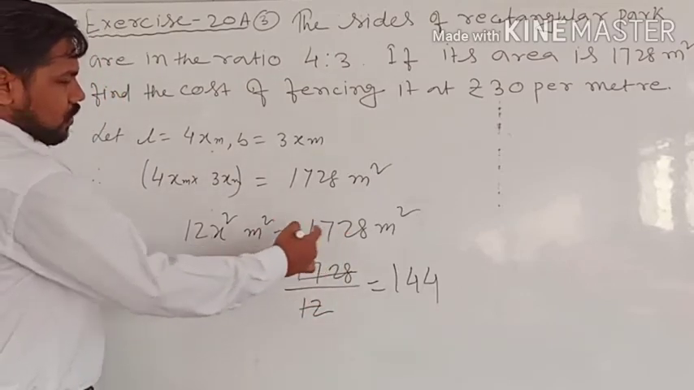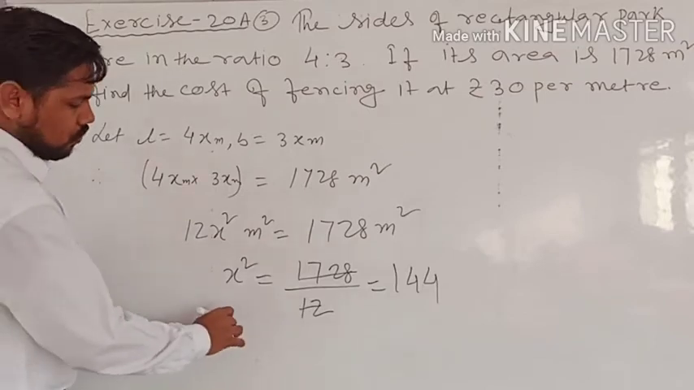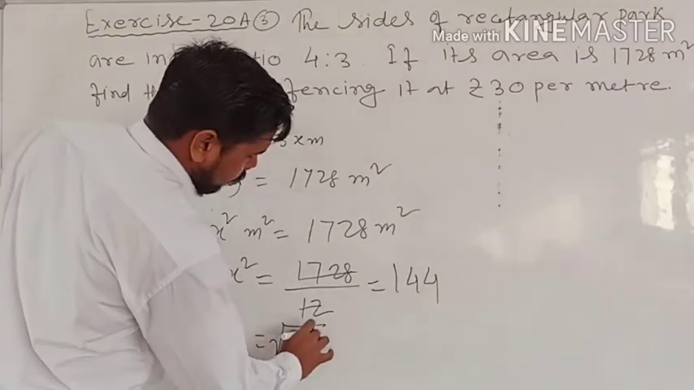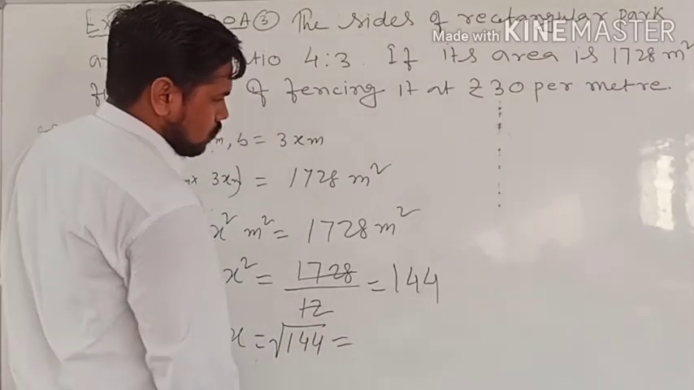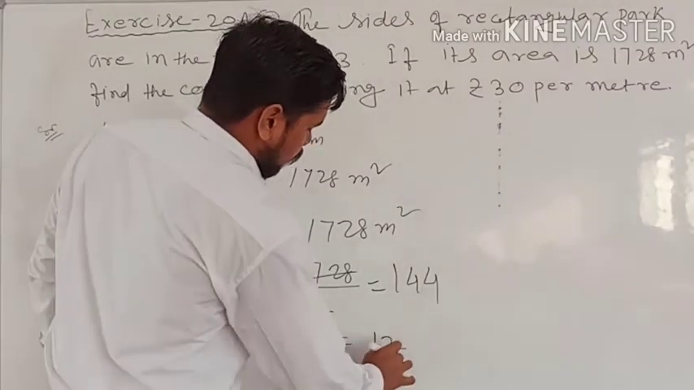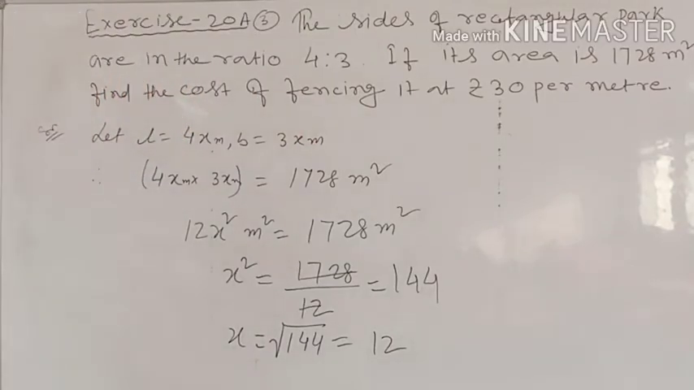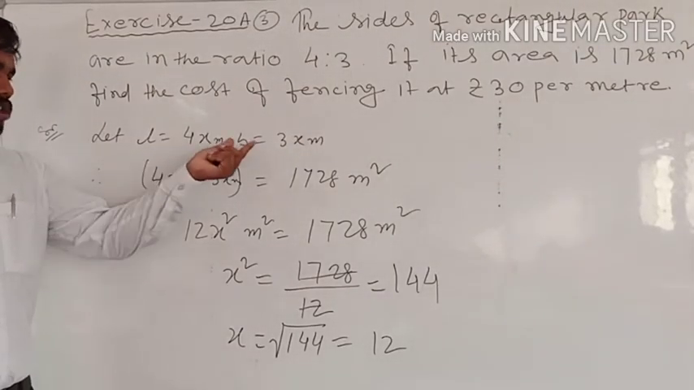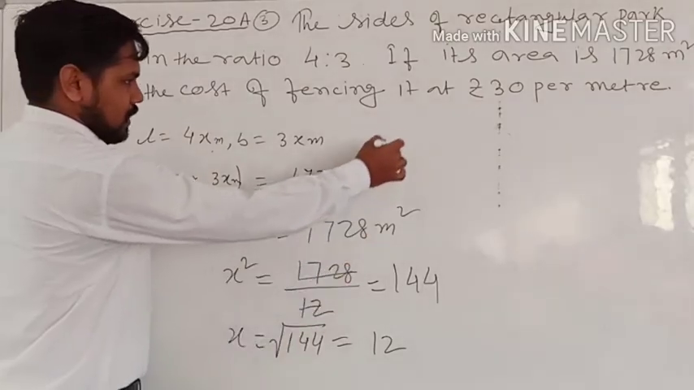So now x square is equal to 144. So x will be equal to root under 144, which is 12. That means we got the value of x now. That means we can find out the value of the length and breadth also. So let us find out the length and breadth.